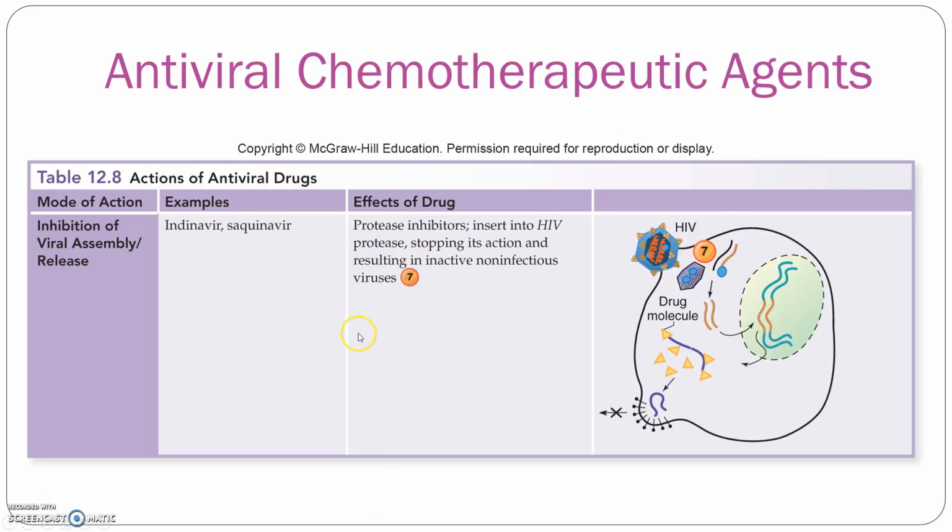And then the last class is going to be for inhibition of viral assembly and release. So in this particular case, and again, these are antivirals that have been effective against HIV. These types of drugs are sometimes just referred to as protease inhibitors. In this case, they insert into the HIV protease and they stop its action and essentially stop the release of the infectious particles.